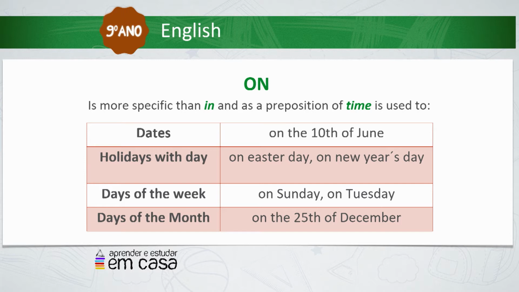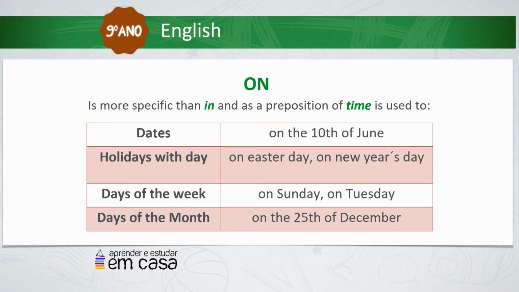Holidays with day. On Easter Day, or on New Year's Day. Also, on is used when we talk about days of the week, for example, on Sunday or on Tuesday. We also use on as a preposition of time when we talk about days of the month, for example, on the 25th of December.